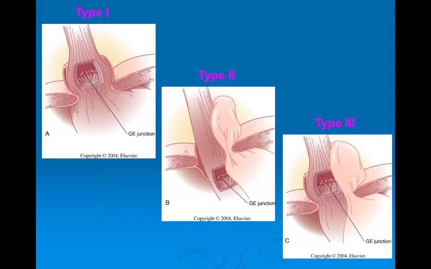Type 3, this is probably a bad picture of it. That's actually a pretty good picture. So your lower esophageal sphincter is above your diaphragm. Your GE junction is above your diaphragm at your sphincter, and there's also stomach above the diaphragm as well. So type 1, it's just the GE junction. Type 2, it's a part of the stomach that's above your diaphragm. Type 3 is the GE junction and a part of your stomach. And then type 4 is the whole Monty.